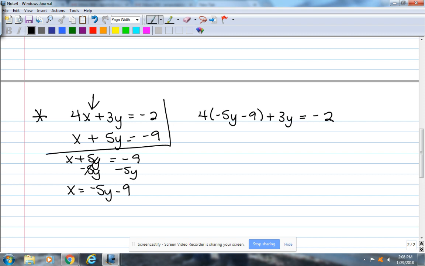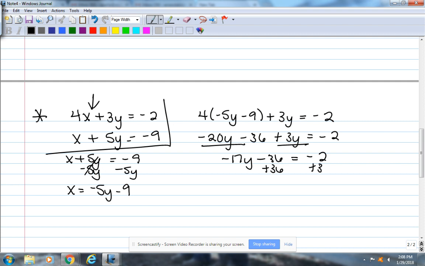And then you distribute, and you should get negative 20y. Right, and this is like terms right there, so that's negative 17y minus 36 equals negative 2. I'm going to add 36 to both sides. Negative 17y equals 34. Divide by negative 17. And y equals what? Negative 2. And then you should have plugged that in for the x over there.